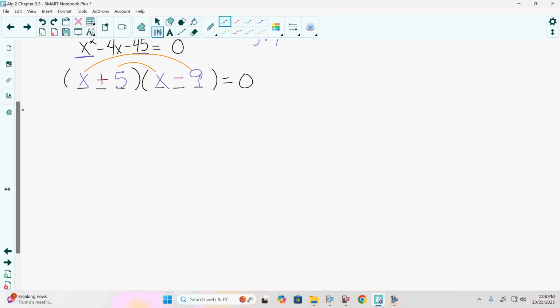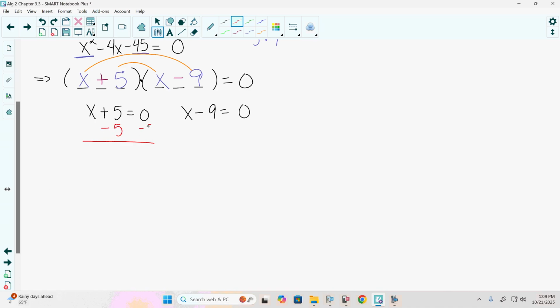Questions on how we got to this point here? Now the whole reason we factored was that to get this expression here, we have two things multiplied together to equal 0. And according to the zero product property, one of these two things has to be 0. Because the only way that I can multiply two or more things together and get 0 is if one of those expressions is 0. So we can set our x plus 5 equals 0 and x minus 9 equals 0 and solve for x.